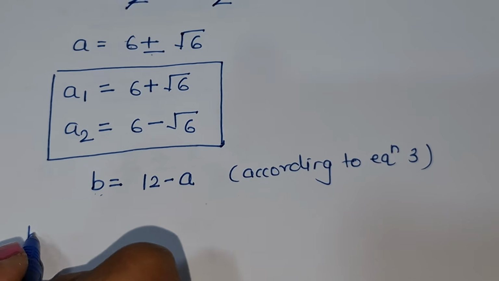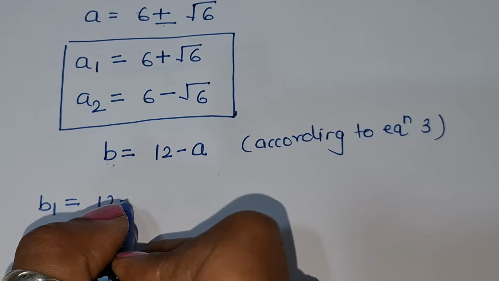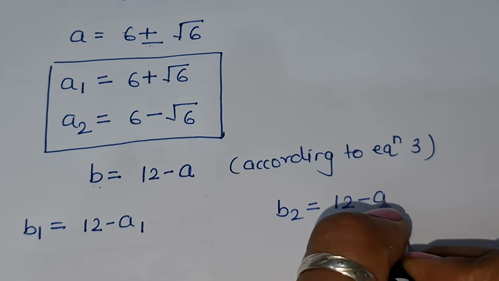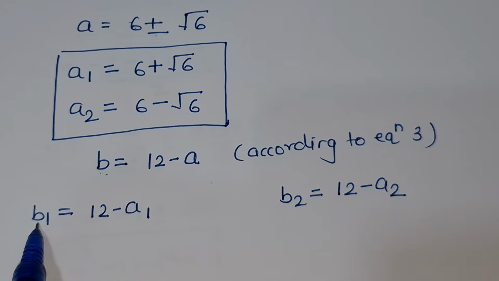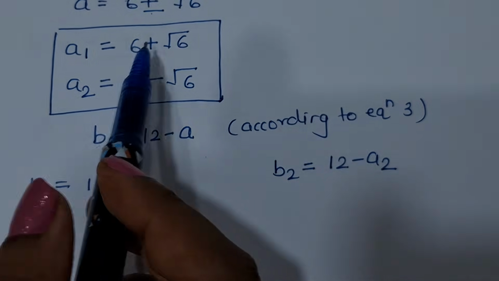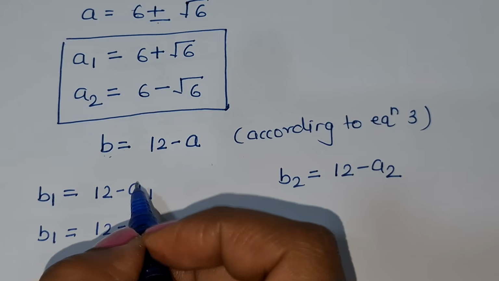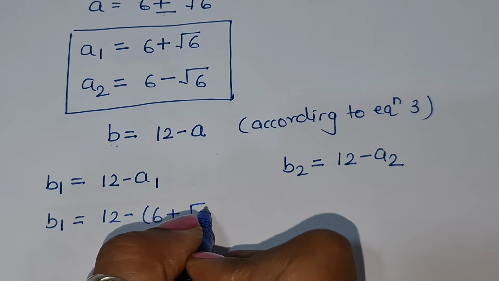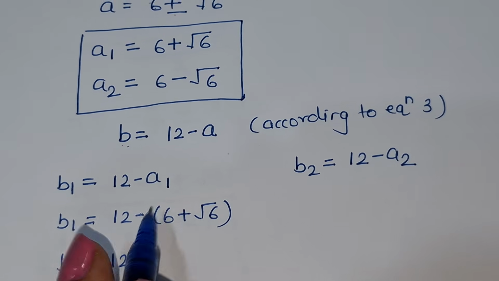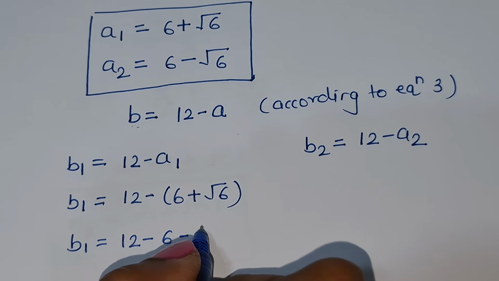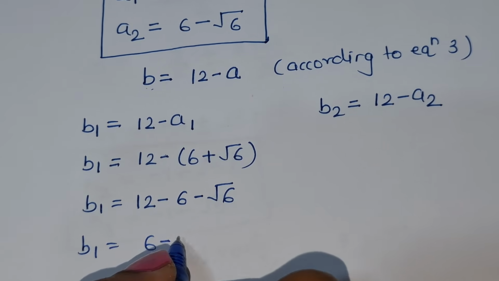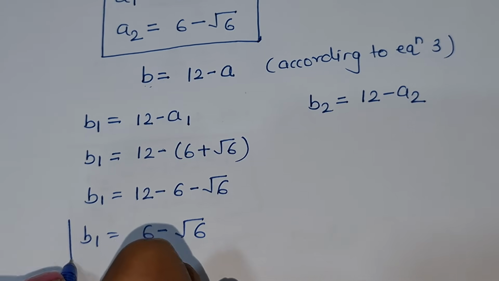So we can say here b1 is equal to 12 minus a1 and b2 is equal to 12 minus a2, right? So first we find out the value of b1. So b1 is equal to 12 minus a1. Now a1 is 6 plus square root of 6. Opening this bracket, 12 minus 6 minus square root of 6. b1 is equal to 12 minus 6 is 6, 6 minus square root of 6. So this is the value of b1.